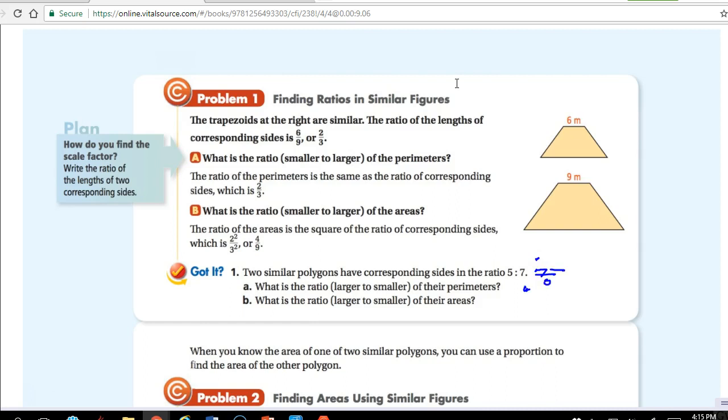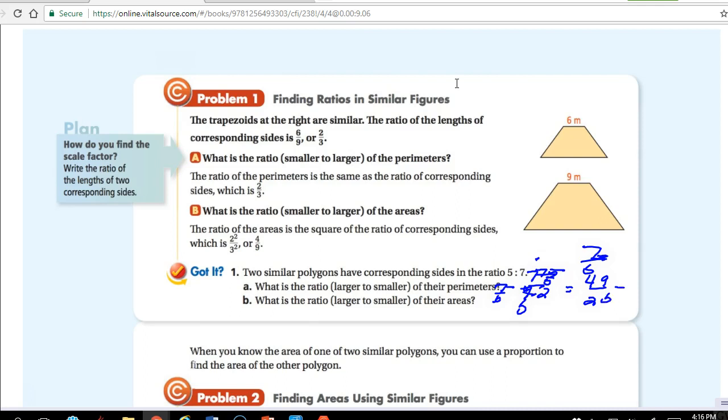And my pen's not working correctly. Okay. So that's going to be 7/5. Now, what is the ratio larger to smaller of the areas? Well, again, going larger to smaller, we're talking about 7/5. Again, my pen is messing up. 7/5. And we're going to square each one of those. And so we're really talking about 49 to 25.